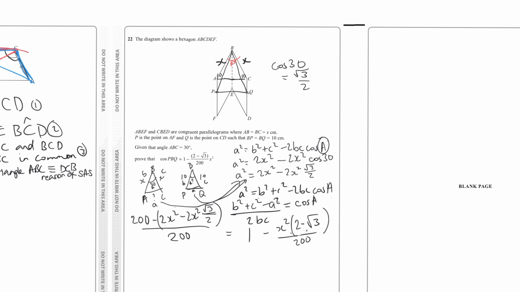And therefore, essentially, we've made what we're trying to show. So I'm just going to change it now just so it looks exactly identical to that, which we had, 2 minus root 3, and then make it x squared, because that's the same as when the brackets were around. So then you could write cos PBQ is equal to that.